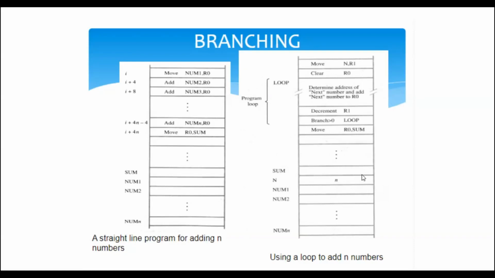So we have a straight line program for adding numbers, and also we have using a loop to add n numbers. A branch in a computer program is an instruction that tells a computer to begin executing different instructions, rather than simply executing the instructions in order. In high-level languages, these are typically referred to as flow control procedures and are built into the language. In assembly programming, branch instructions are built into a CPU.